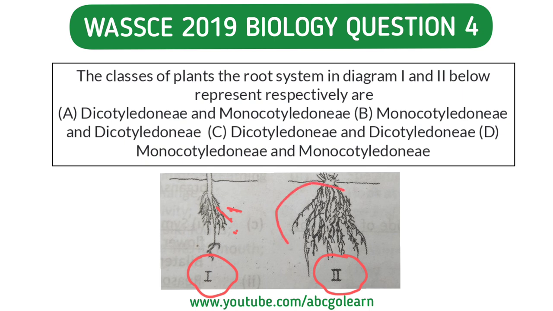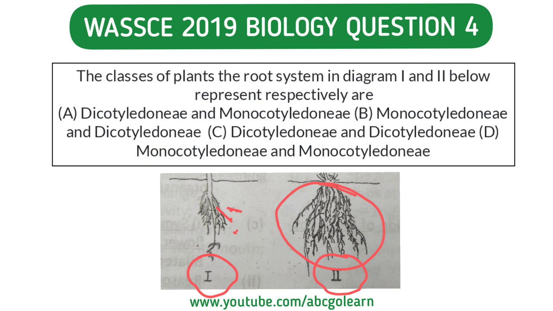This is it, the mass of roots arising from the base of the stem. These roots are equal in size, some of them. Most of them are not going deep down into the soil like a taproot. They are not going deep down into the soil. They are just at the base of the stem.